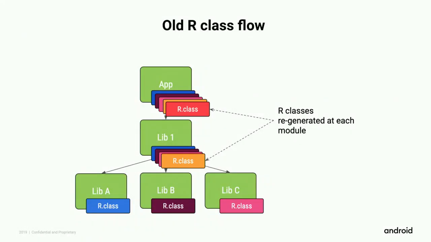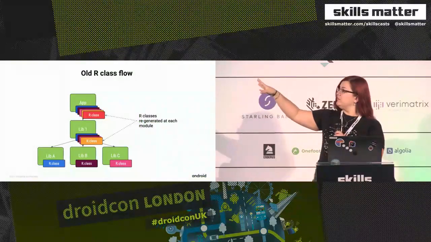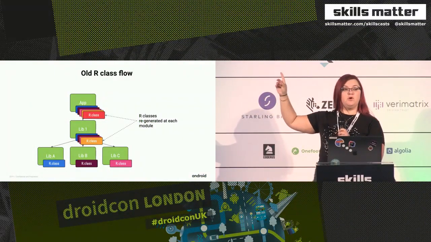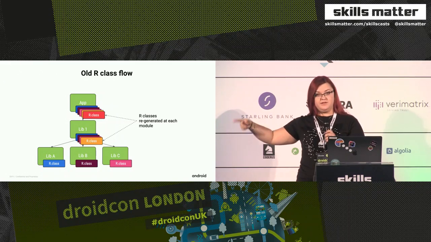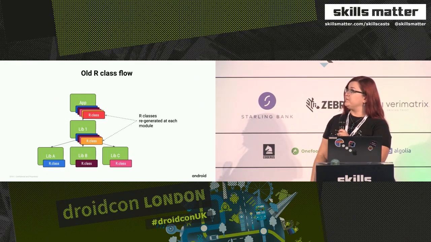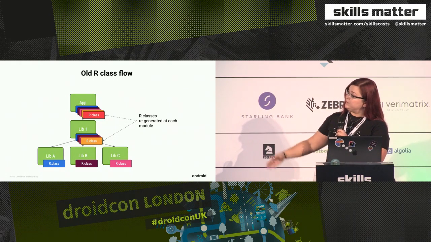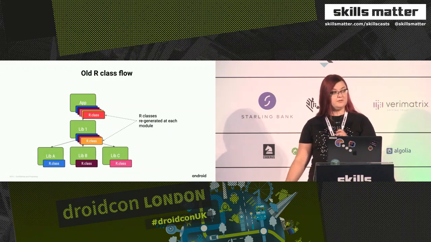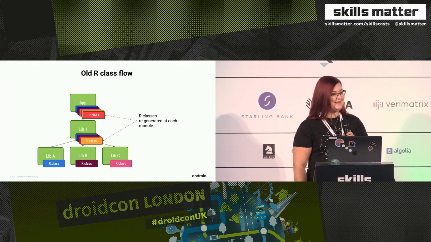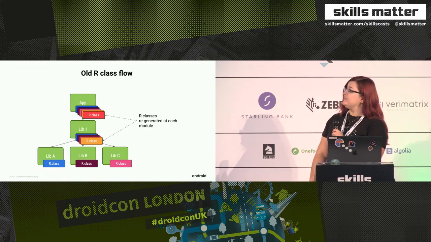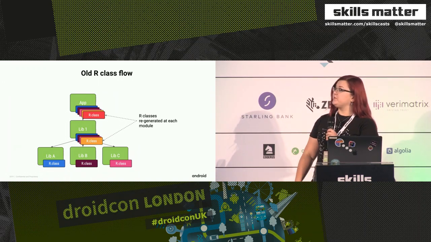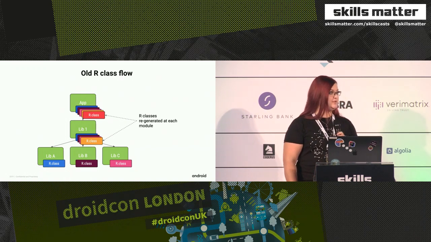Previously, the leaf libraries would each generate their own R class, of course. But when you have a library that actually has some dependencies, this library generates its own R class, but also an R class for every single dependency it has. And the same thing happens at the app module. It might not look like much here, but once you have 100, 1,000 modules, some people do, that's a lot of R classes. This easily leads to a quadratic number of R classes in total, which isn't great.